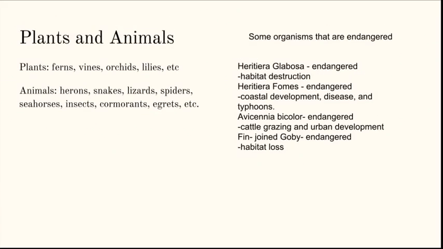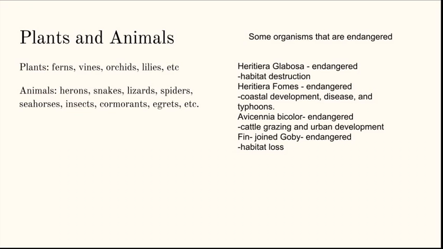Some plants and animals located in the regions. Some plants, there are ferns, vines, orchids, lilies, and then just kind of those base plants. And then for animals, we have herons, snakes, lizards, spiders, seahorses, insects, cormorants, and egrets.